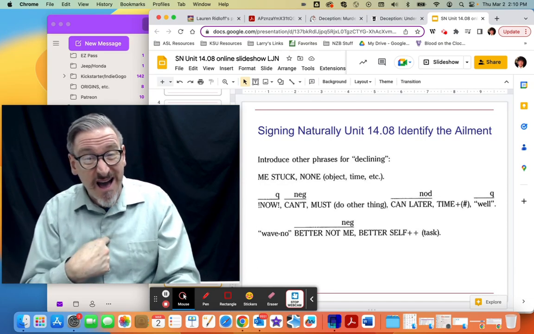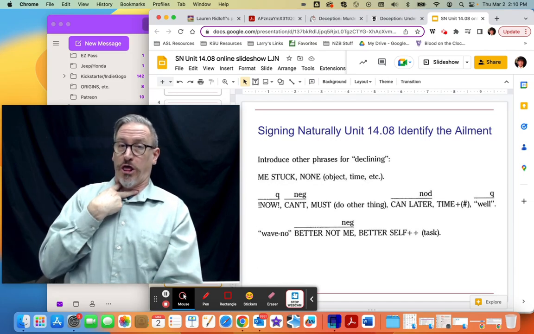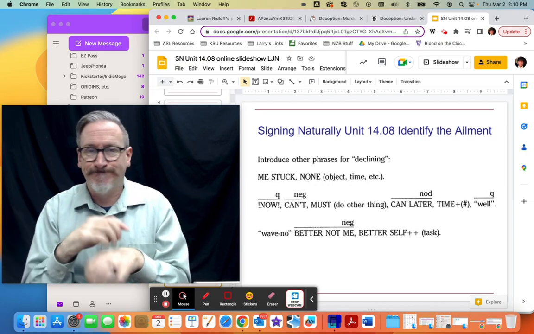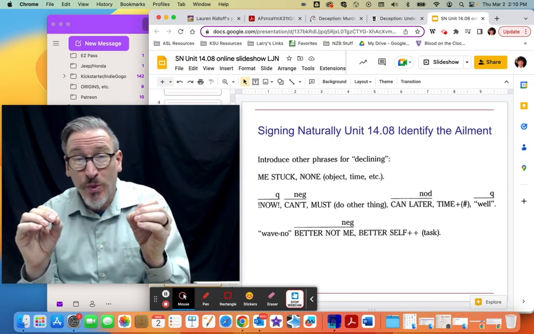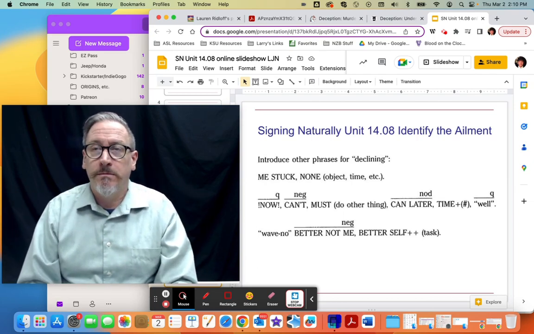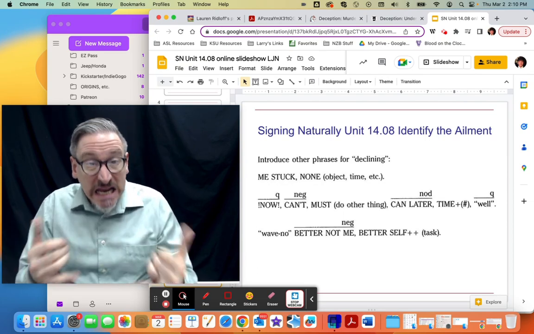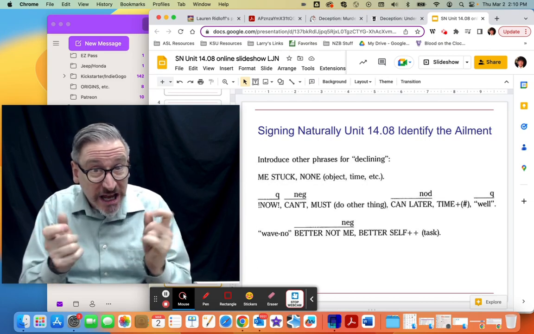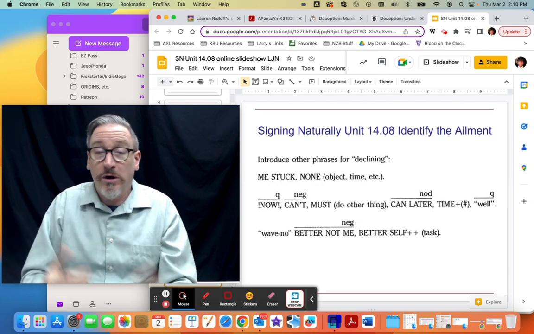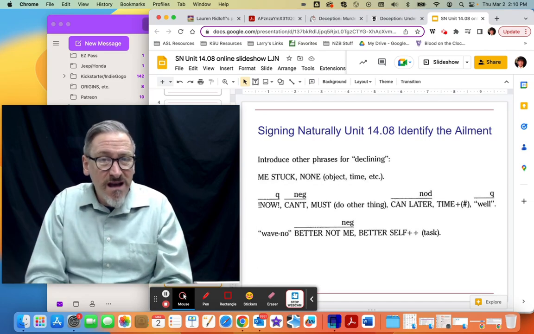Other ways to decline. They sign stuck. Right. It's like a two-pronged thing. Stuck. I have no time. Car. I have no car. I don't have time. I don't know what the etc. stands for. So if someone's going to change, now I can't. I can't. Or impossible or not possible.